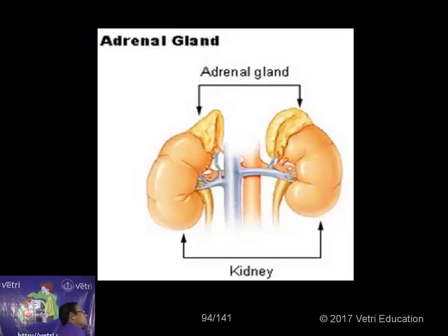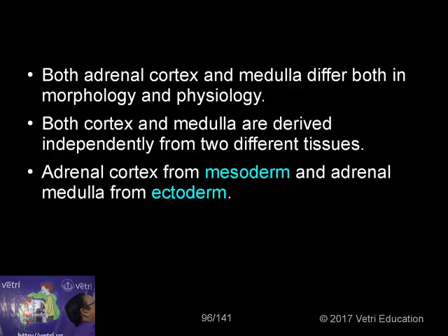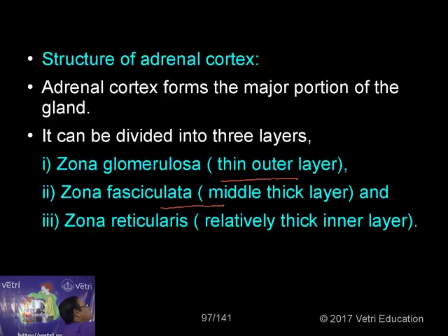Now the location is at the top end of each kidney, with more or less pyramid-like structures. If you make a section, we can see the outer cortex and inner medulla. This is the section of the gland showing the inner medulla and the cortex, both different in morphology, structure and function. I mentioned that both differ in morphology, physiology and even embryology, with the cortex from mesoderm and the medulla from ectoderm.